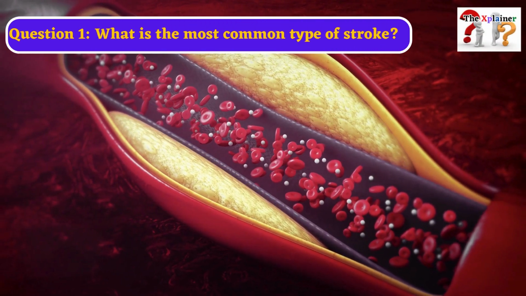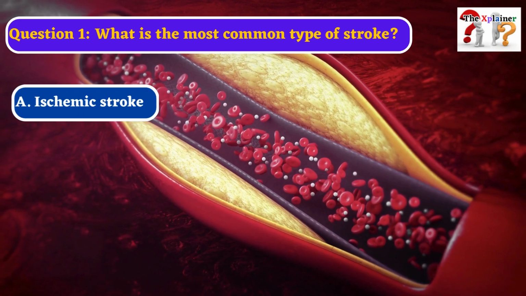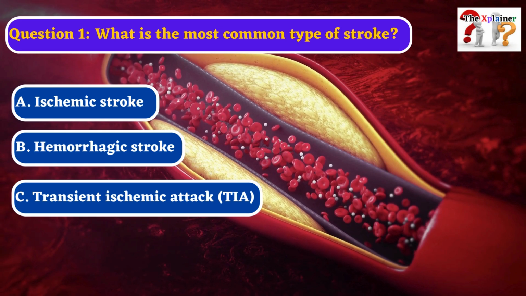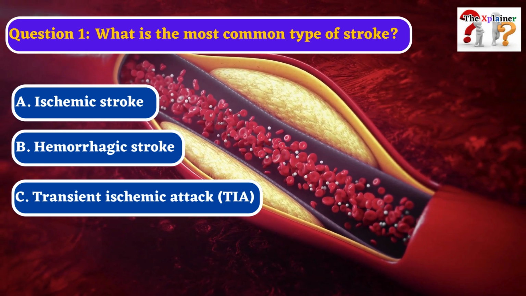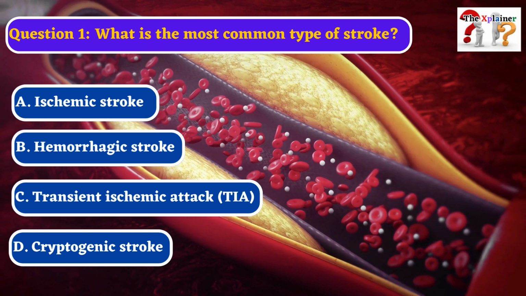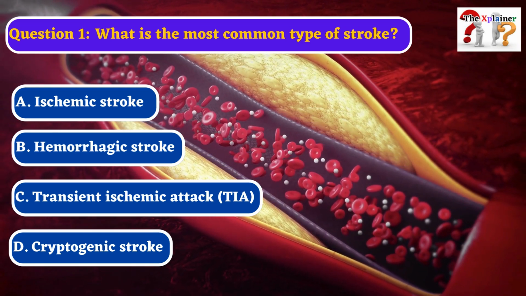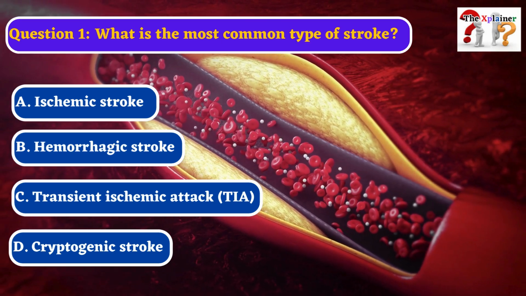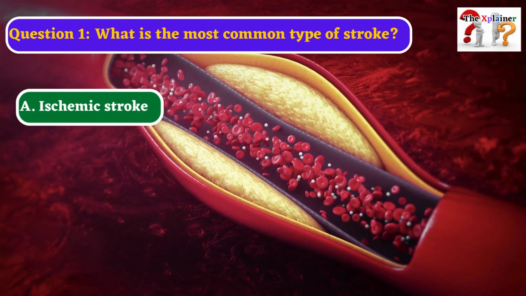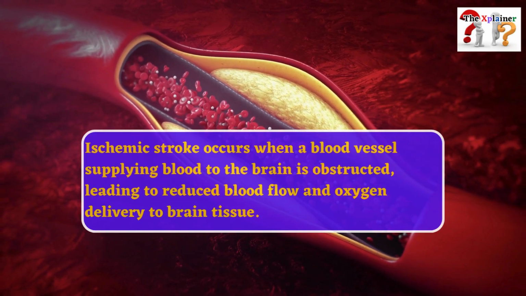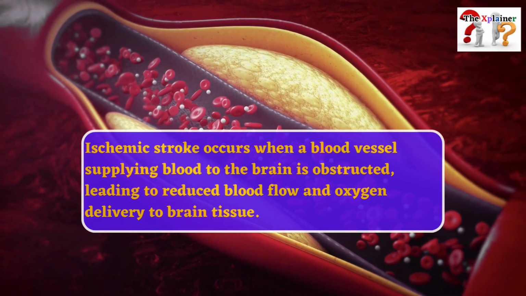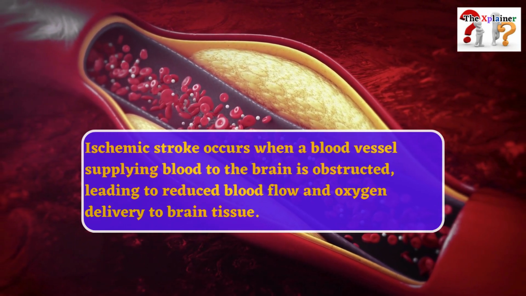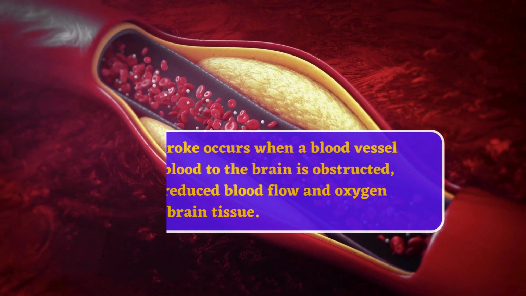What is the most common type of stroke? Is it A. Ischemic stroke, B. Hemorrhagic stroke, C. Transient ischemic attack, TIA, D. Cryptogenic stroke? The correct answer is A. Ischemic stroke. Ischemic stroke occurs when a blood vessel supplying blood to the brain is obstructed, leading to reduced blood flow and oxygen delivery to brain tissue.